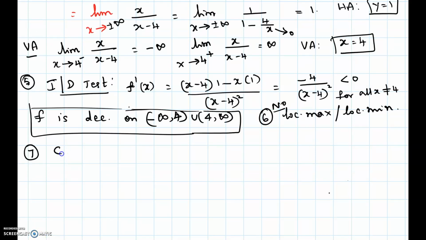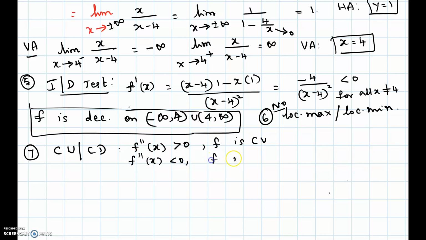Next we have to see where it is concave up or concave down. That is determined by the second derivative. If the second derivative is positive, f is concave up. When the second derivative is negative, the graph is concave down. So we'll apply the second derivative. We already know the first derivative, which is negative 4 over x minus 4 squared, and we are going to differentiate that.